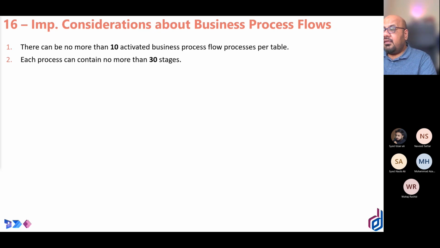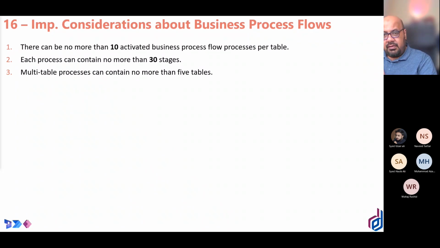Second thing is each process can't contain more than 30 stages. So you can't go beyond that length, meaning the number of stages in a certain business process flow. Then in the multi-table processes, you have the option only up to 5 tables. You can't go more than 5 tables as linked processes.